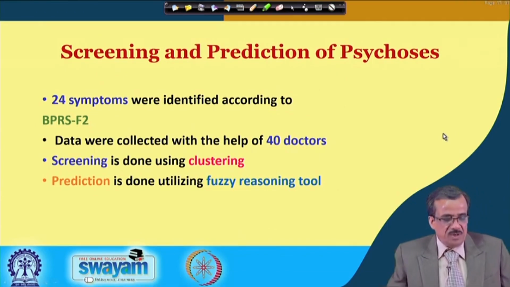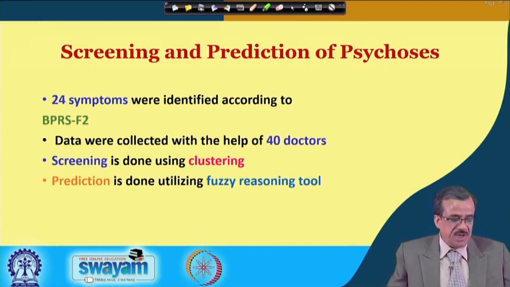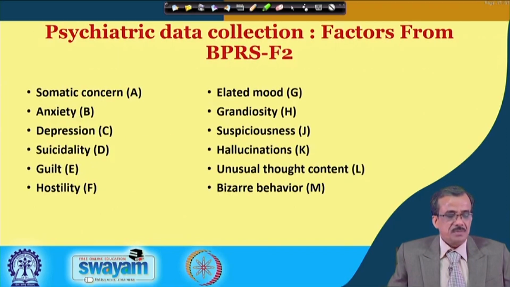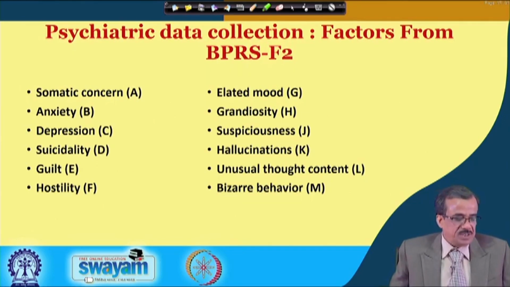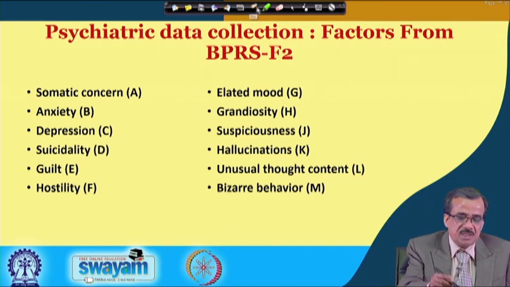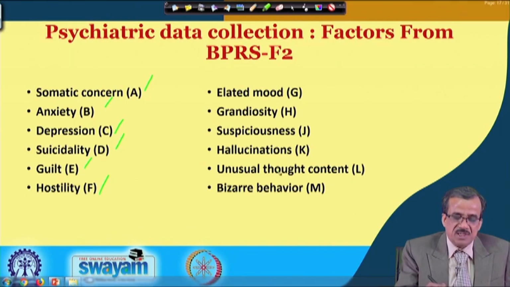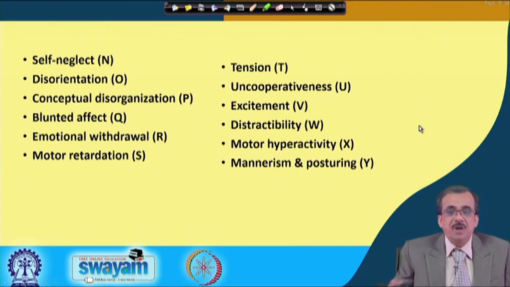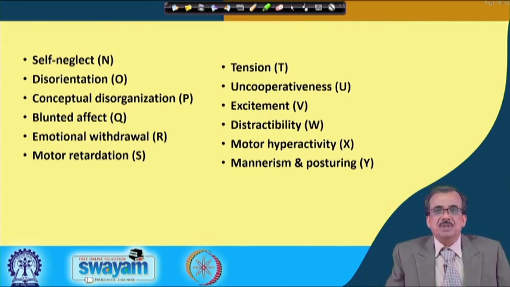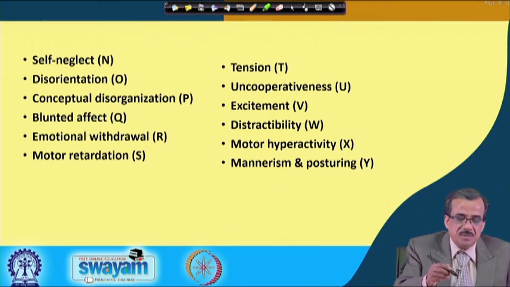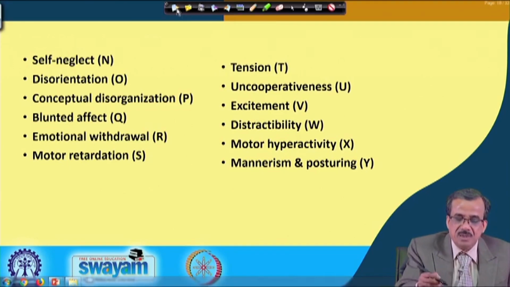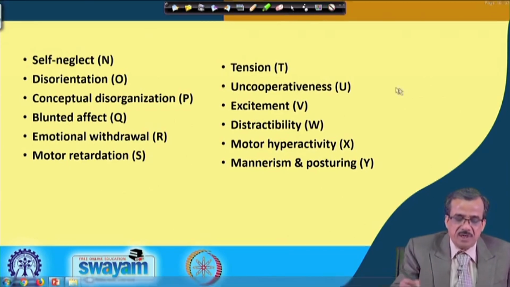So, screening and prediction for this psychosis using the fuzzy reasoning tool. As I told, we consider 24 parameters. Here you can see 1, 2, 3, 4, 5, 6, 6 plus 6 is 12, and on the next slide you will find 12 more. So we have 24 parameters in that model.